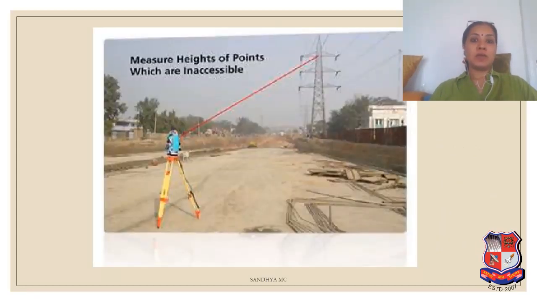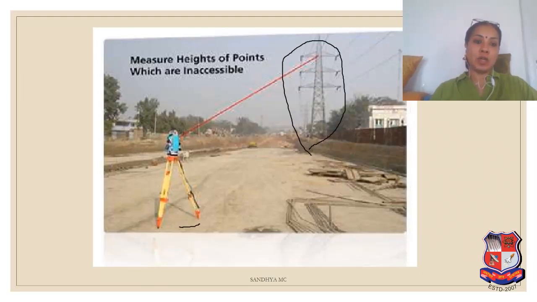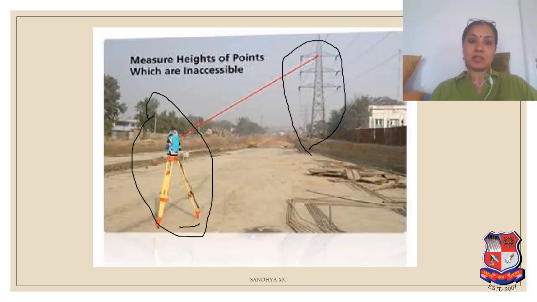Now we will see, okay, see, one electric pole is there. This is our theodolite station. Suppose these two points are inaccessible, and we want to measure the horizontal distances, vertical distances, and elevation between these two points. We can utilize the theodolite survey.